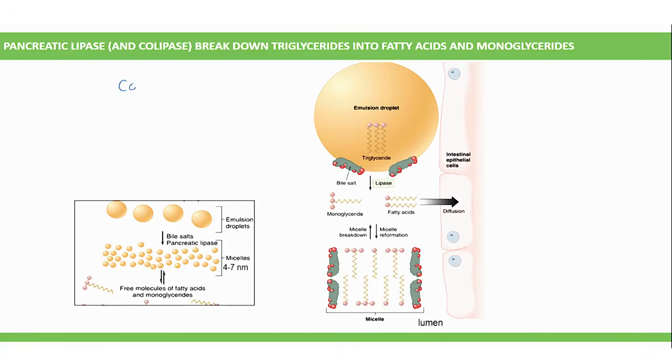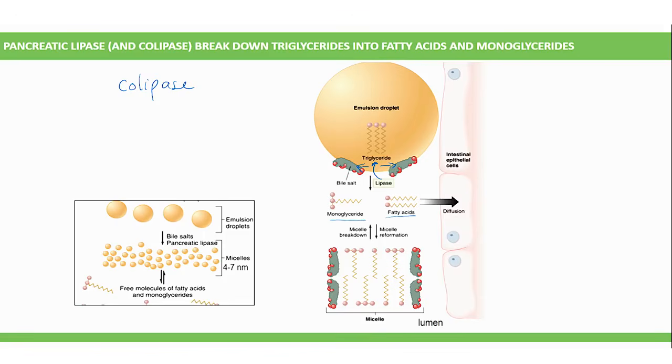It's called colipase. It's secreted from the pancreas at the same time as pancreatic lipase. The colipase is a bit of a bully. It comes along, pushes aside the bile salts and the lecithin, which then allows the pancreatic lipase to get into the emulsion droplets to access the triglycerides and chemically break them down into monoglycerides and fatty acids.